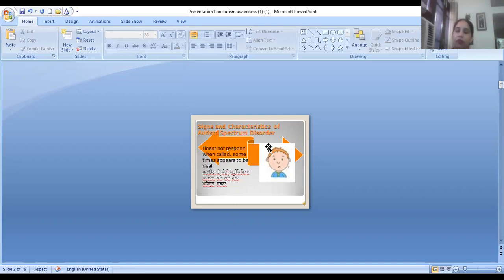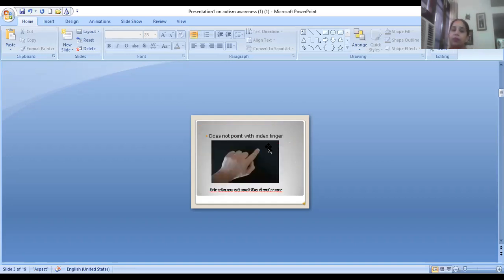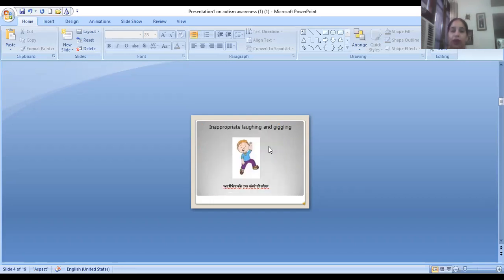What are those red flags? The child does not respond when called. Sometimes he appears to be deaf. The child appears like he doesn't have hearing power, so he doesn't respond when he has been called. He doesn't point with the index finger. We point to faraway places with the index finger, like I want that. They don't point with the index finger.